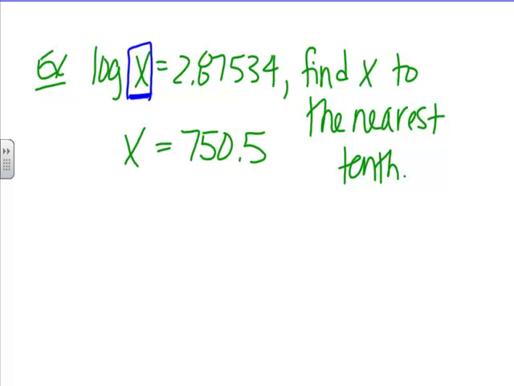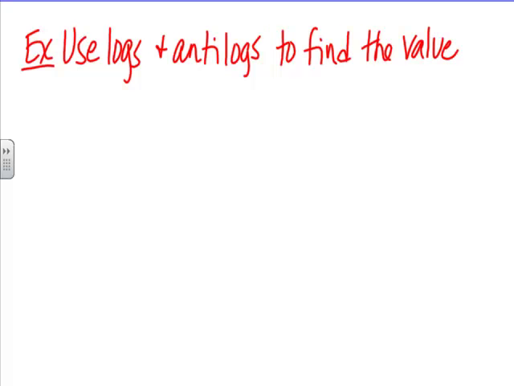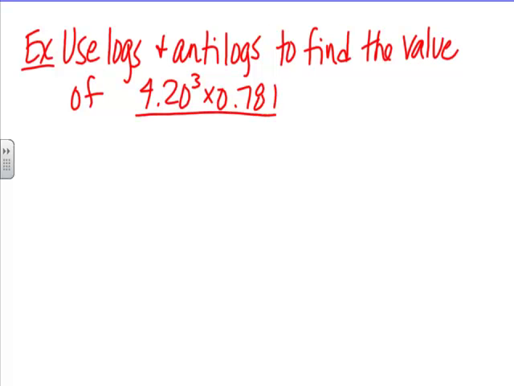Okay, I'm going to do this next example. It's not my favorite, but it does give me a chance to do a little review, so I'm going to go ahead and do it anyway. It's kind of an odd problem, but say you get this problem and it says use logs and anti-logs to find the value of 4.20 cubed times 0.781 all over 4.83.